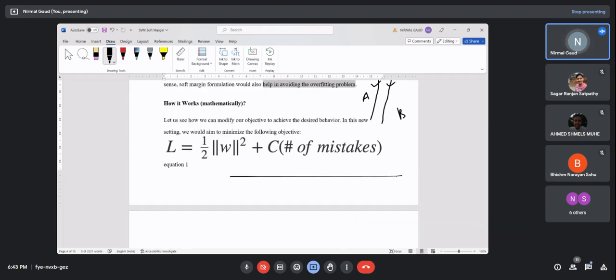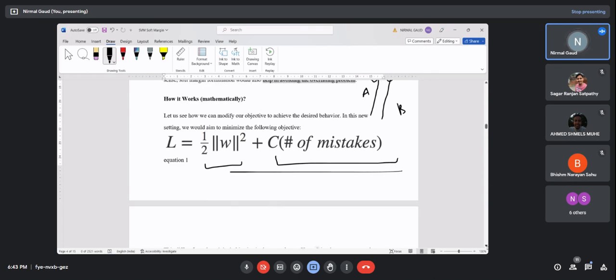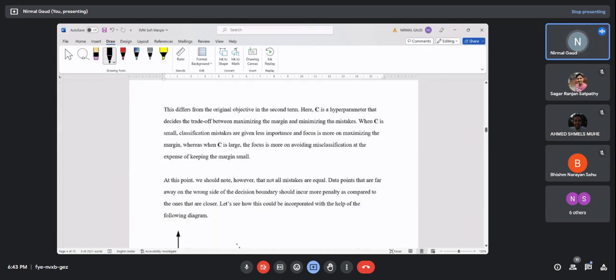Here's the maths which we were discussing in the last class. The equation which we have seen for the hard margin is L equal to 1 by 2 W square. Okay, for this we were solving. But now we are adding one more term C, for the mistakes, the number of mistakes which you are going to make. So this C is a hyperparameter. We did discuss in the previous class that C is a hyperparameter that decides the trade-off between maximizing the margin and minimizing the mistakes.